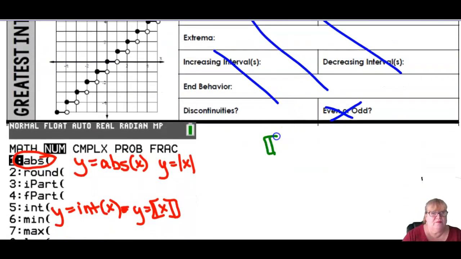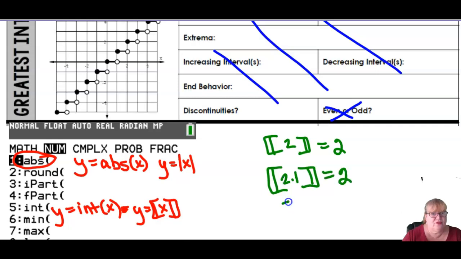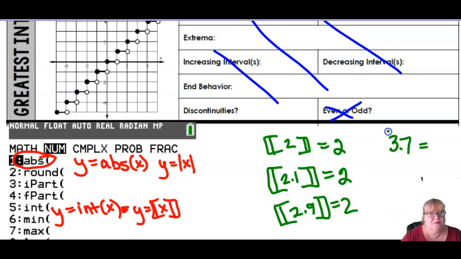If you were to put in the number 2, it would stay at 2. If you were to put in the number 2.1, it would stay at 2. If you were to put in the number 2.9, it would stay at 2. It does not move up to the next integer until you get past the next integer. So 3.7 would be 3. It always rounds down.